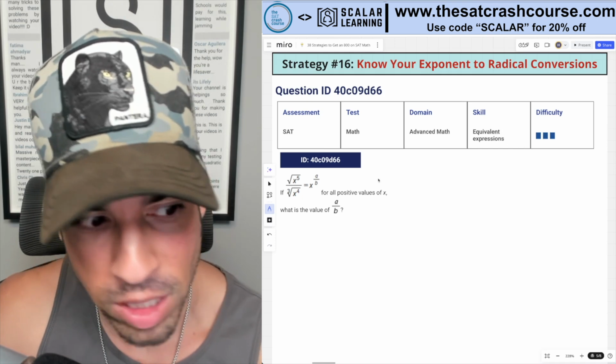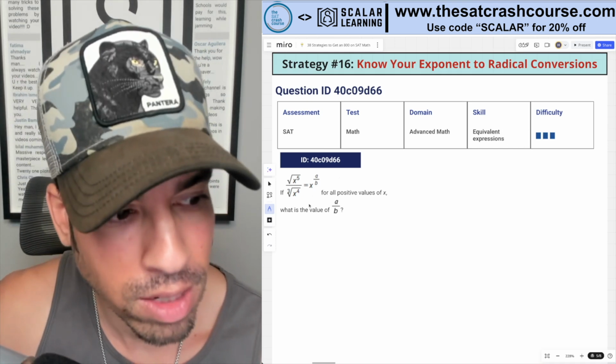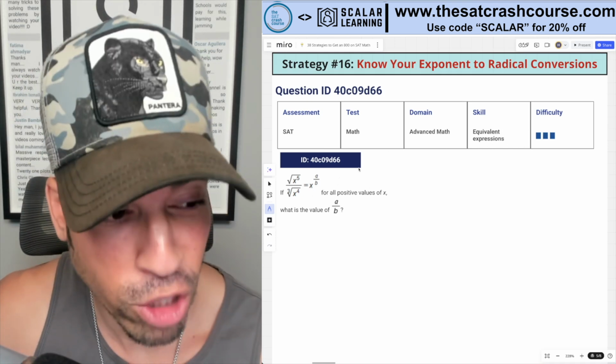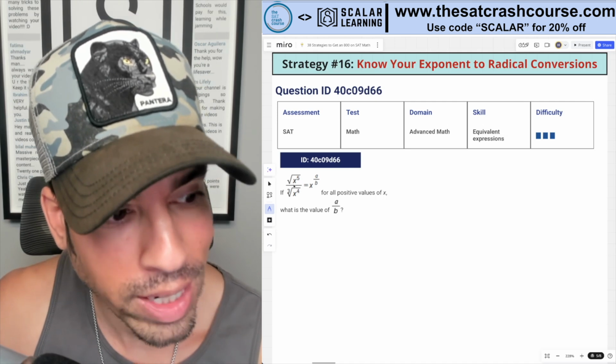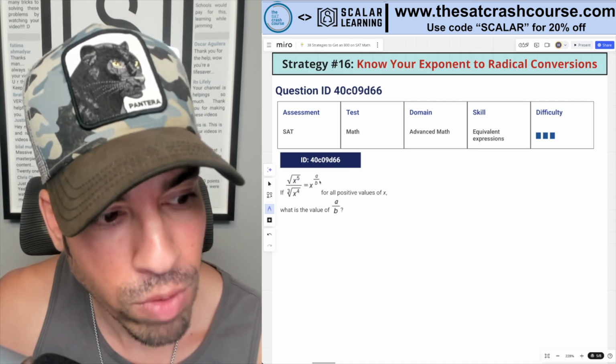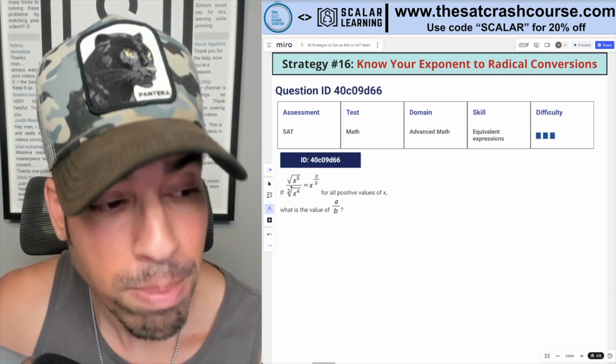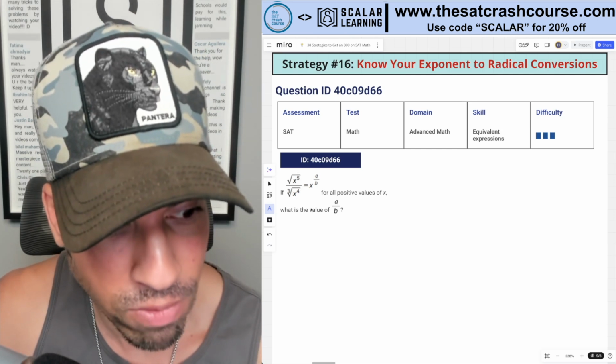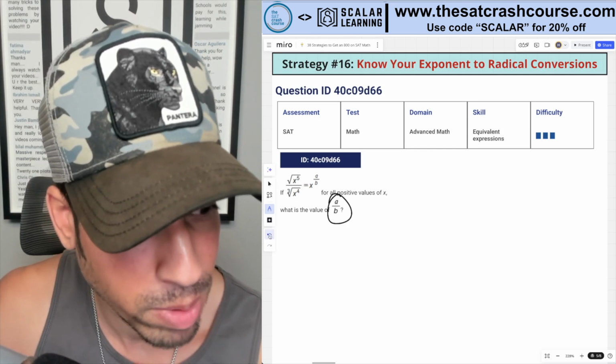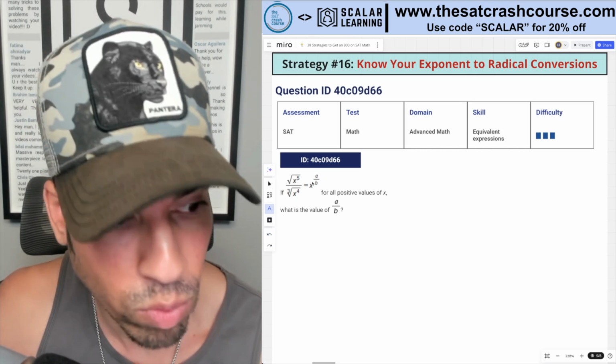Strategy 16, know your exponent to radical conversions. Now, again, this is equivalent expressions, but this is kind of an exponent equivalent expressions hybrid, if you will. So how do I get this to look like that? Well, first of all, I see this is in rational form. This is in radical form. So I want to start off by just immediately putting these in the same form. And I know I'm trying to solve for a over b, so let's get the radical to the rational format.